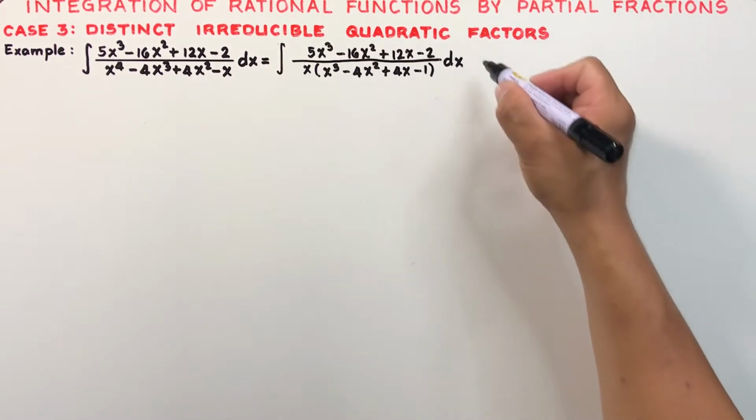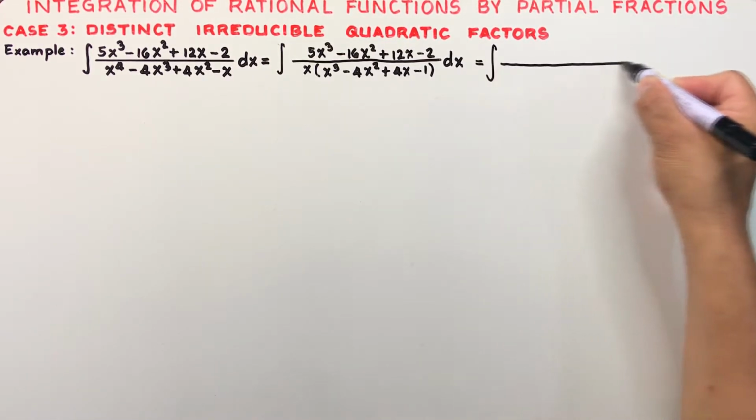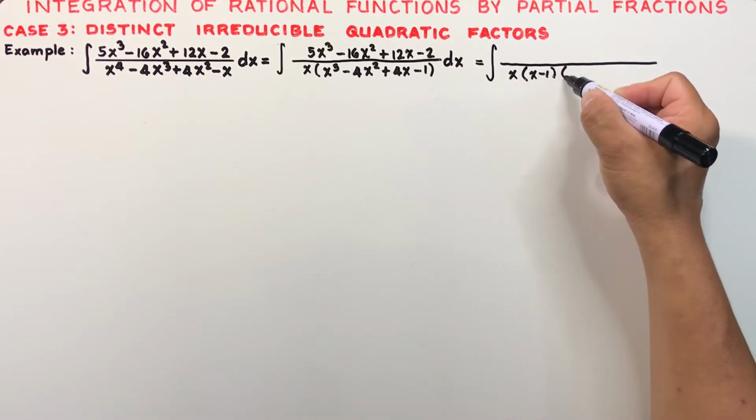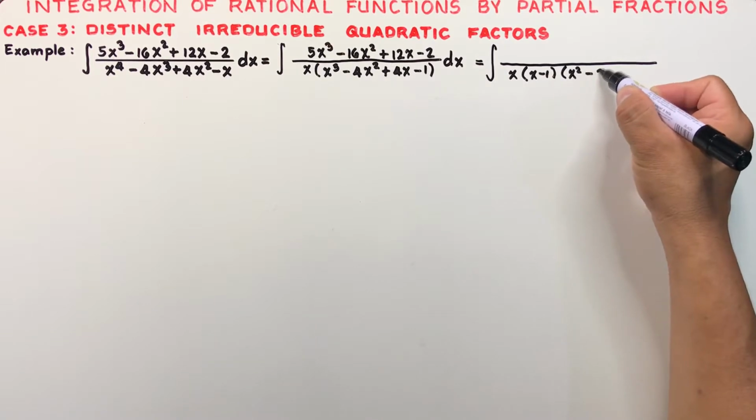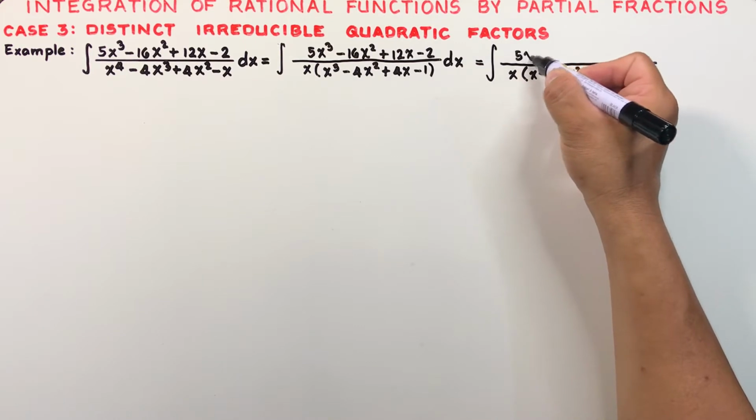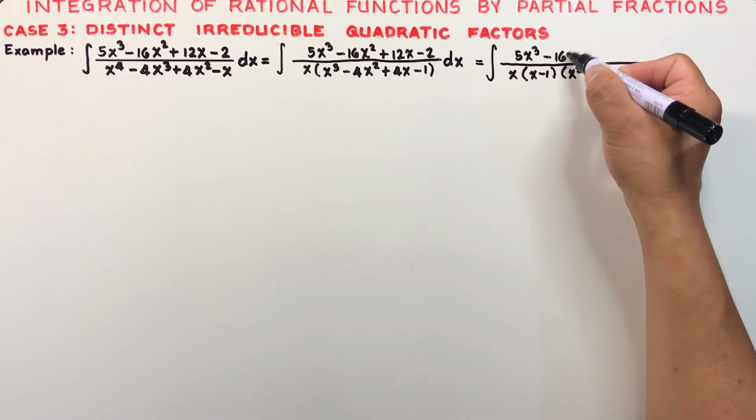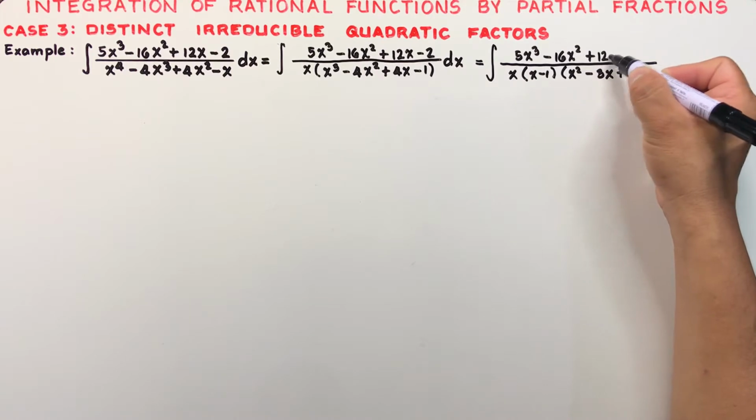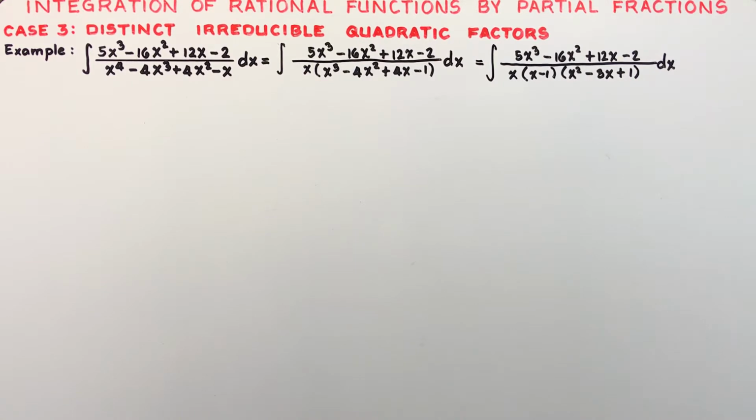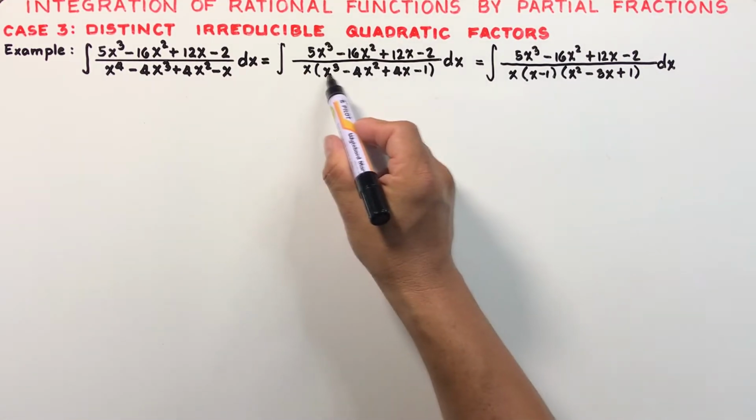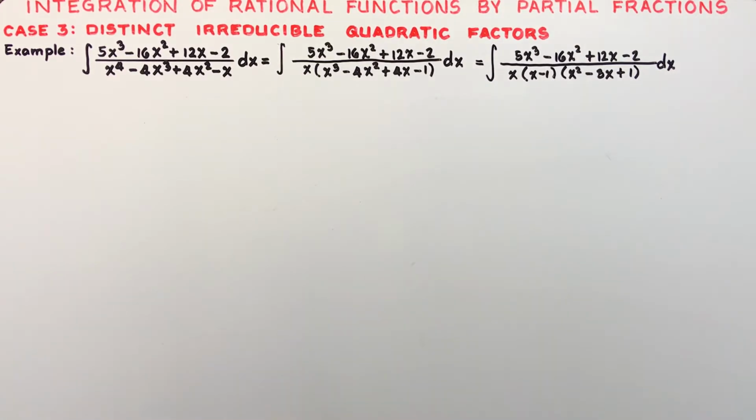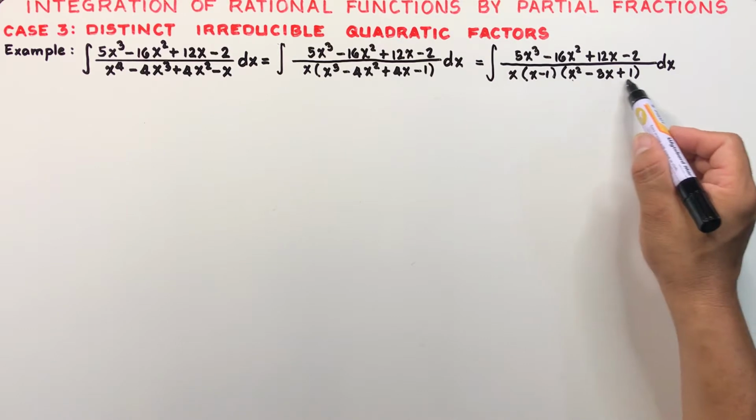Factoring this further, we have x times x minus 1 times x squared minus 3x plus 1. And of course, we have the numerator, which is 5x cubed minus 16x squared plus 12x minus 2 here. You can obtain these factors by dividing by the factor x minus 1, and you can check that the quotient is this.